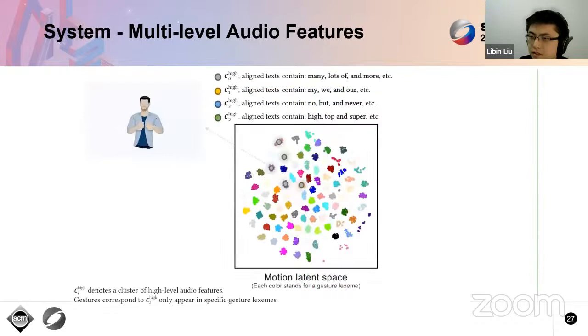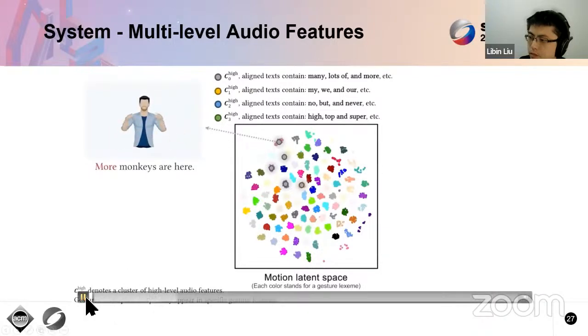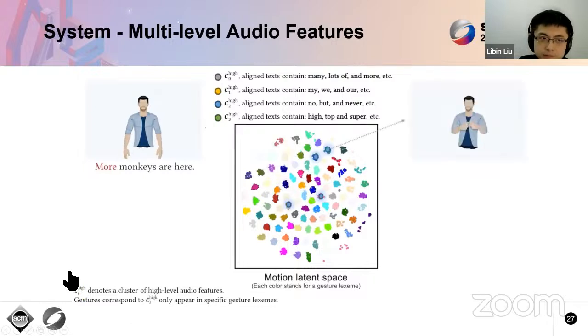Here are some examples for the high-level feature clusters. "So many people. More monkeys are here." You can see these few words are semantically similar, and they use these few clusters. For other semantically similar words, they correspond to a different set of motion clusters. "No water, no food."